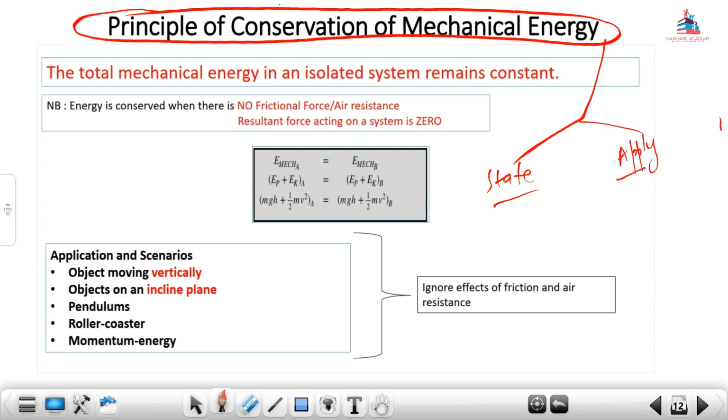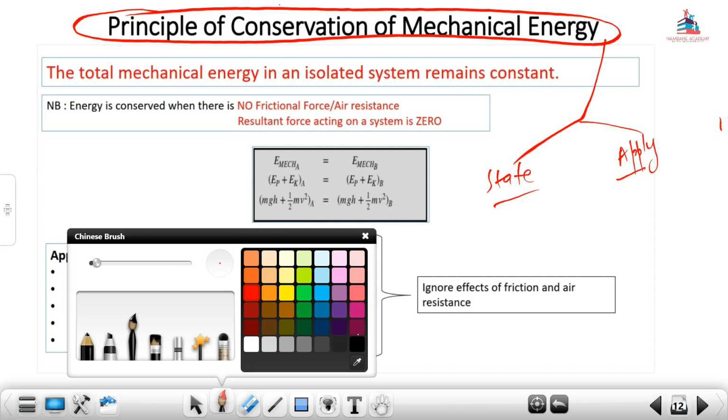So what is my key idea here? My key idea is the how part, the application. That is where my interest is. Stating will not be a problem because it will be a level 1 type of question. So if it's a level 1 type of question, then it's easy for me to give or state or define the conservation of mechanical energy.